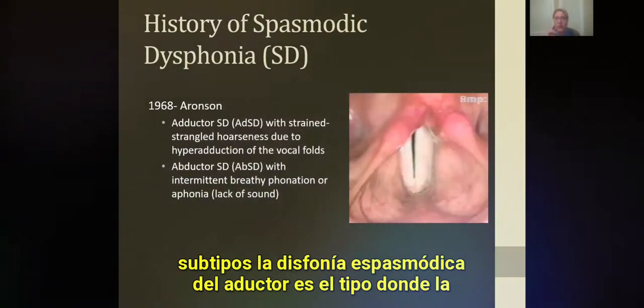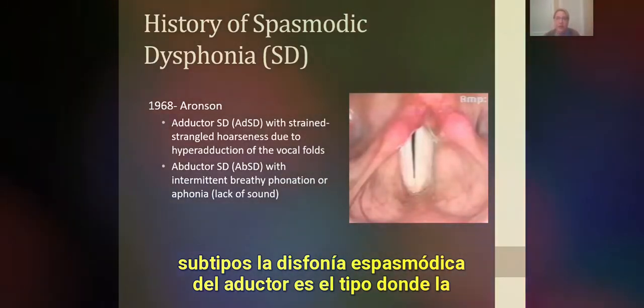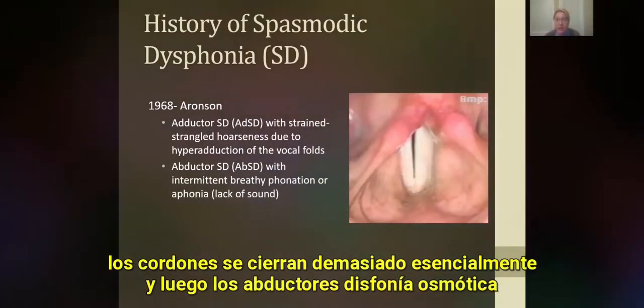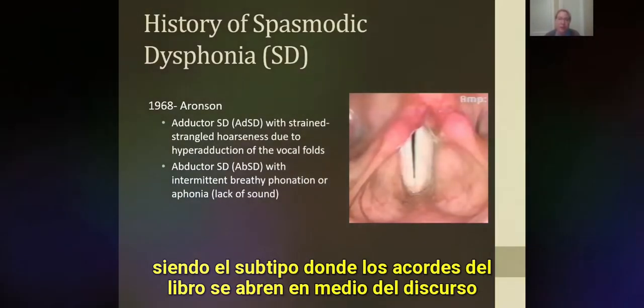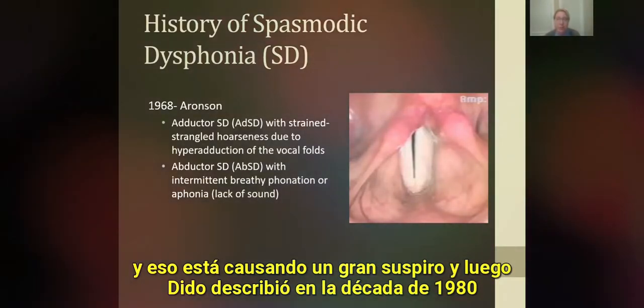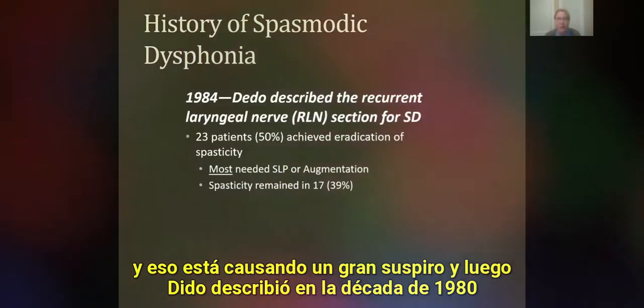And he described these two subtypes, the adductor spasmodic dysphonia being the type where the vocal cords are closing too much, essentially, and then the abductor spasmodic dysphonia being the subtype where the vocal cords are flying open in the middle of speech, and that's causing breathy breaks.